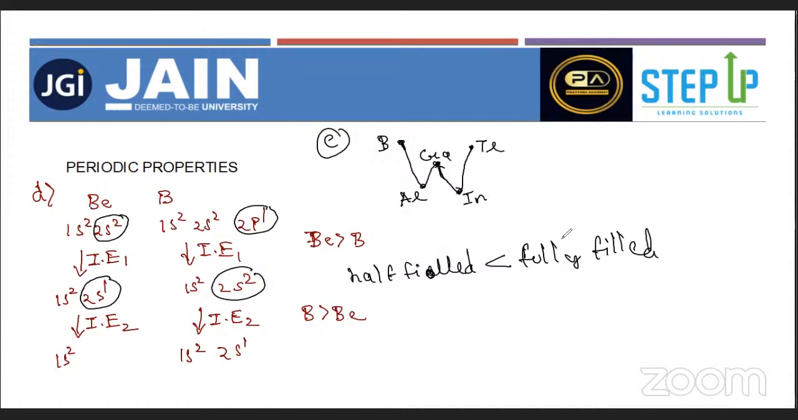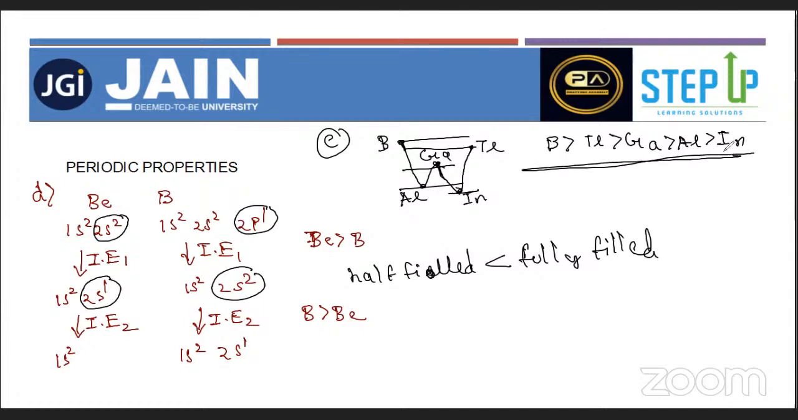So if I'm trying to write the configuration, what will be there? Normally it will be boron, after that, which one? See, you just draw the line. After boron, thallium will come, then gallium, then aluminum, and then indium. So boron, then Tl, then Ga, then Al, and then In. These all are exceptions. These are not forming the normal trends. That's why I'm taking time to explain this to you.